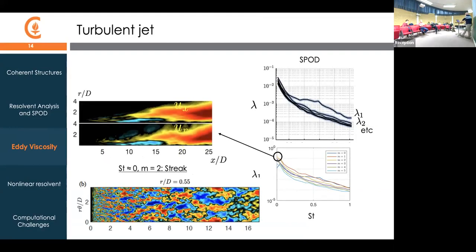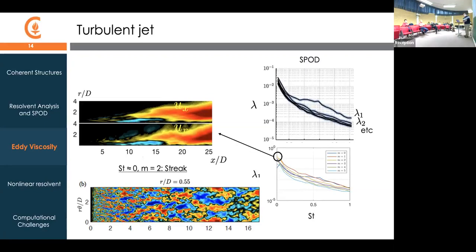And now I'm going to go to a higher azimuthal mode, m equals 2 at very low frequency. And here we see a really different kind of response of the jet. What we actually see here is basically a streak structure.